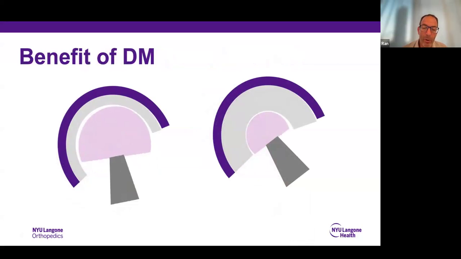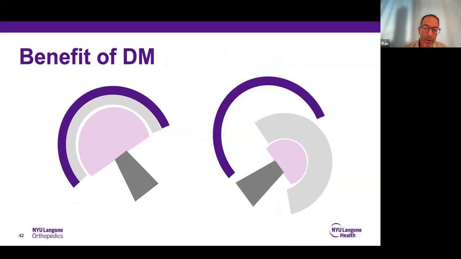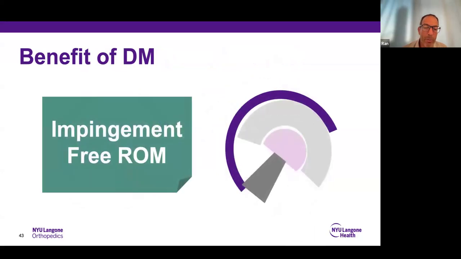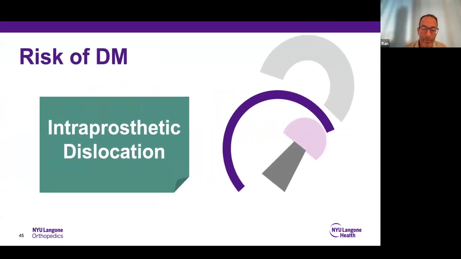And you can see here an example. The head is impinging, but that head is not coming out. It has to get all the way to that edge in order to pop out. And a smaller head has less motion that it needs to do that. With dual mobility, you can see even a larger head needs even more range of motion to come out. So the impingement-free range of motion is when the implant touches the edge of the cup, or the greater trochanter hits the bony surface. That's the range of motion until you have that lever arm that wants to pull a head outside. And the larger the head, the larger the jump distance, that gives you that benefit.